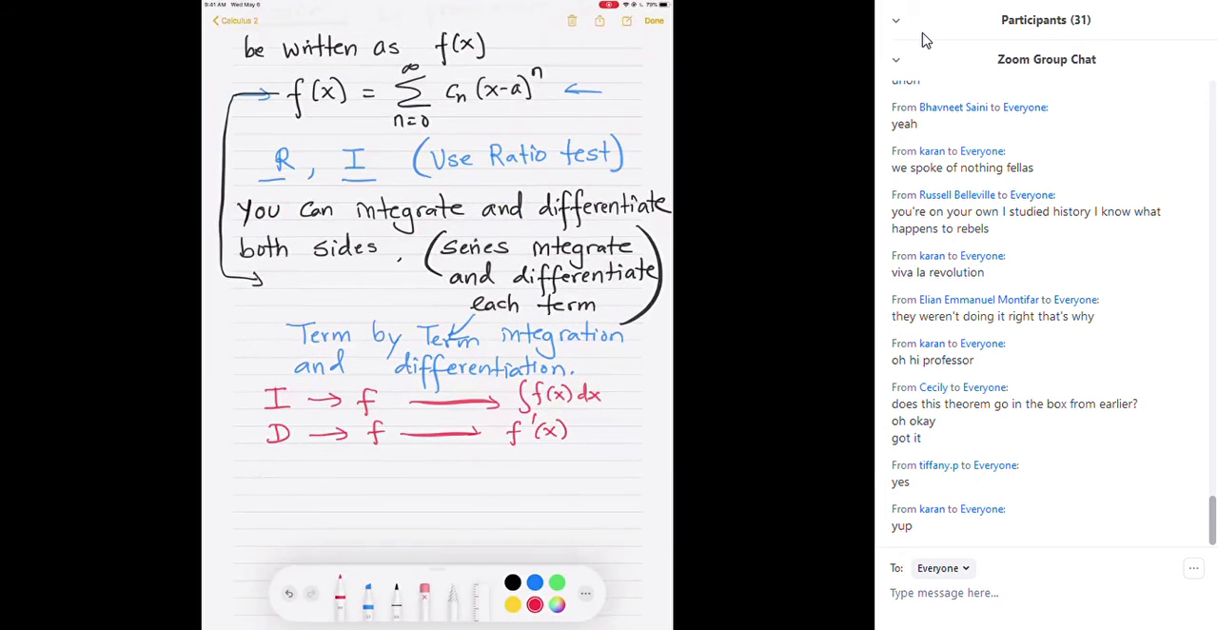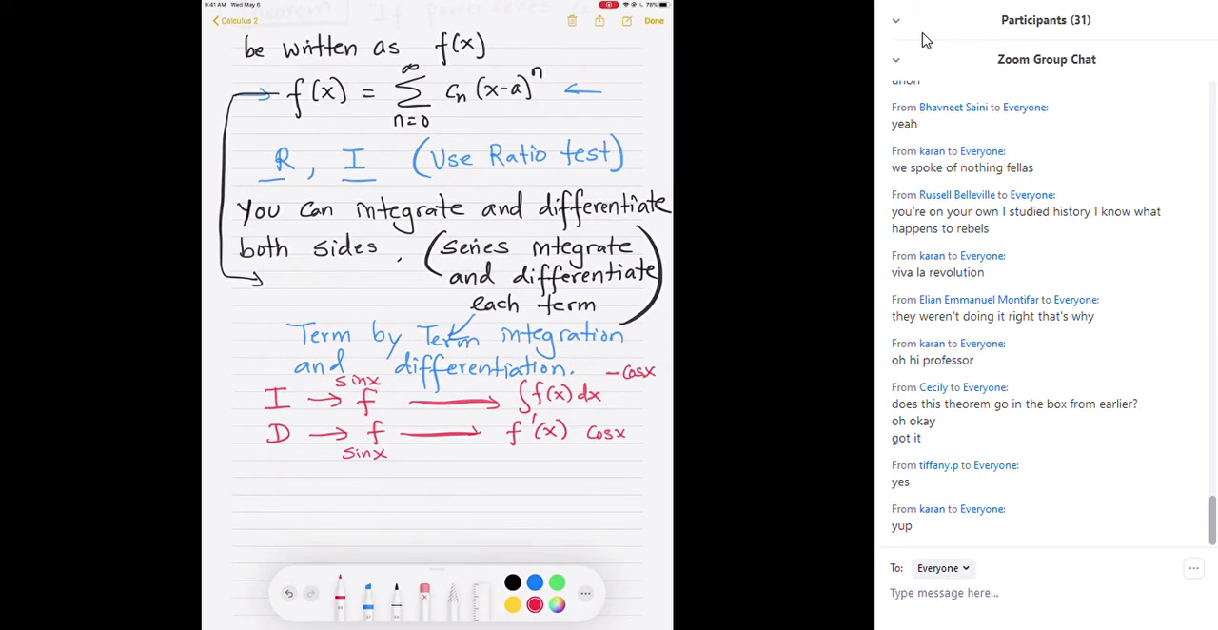Very simply, if I integrate f, which is sine x, then I get the integral of f, which is negative cosine x. If I differentiate f, which is sine x, then I get the derivative of f, which is cosine x. So in other words, they gave me totally different functions than what I started with.